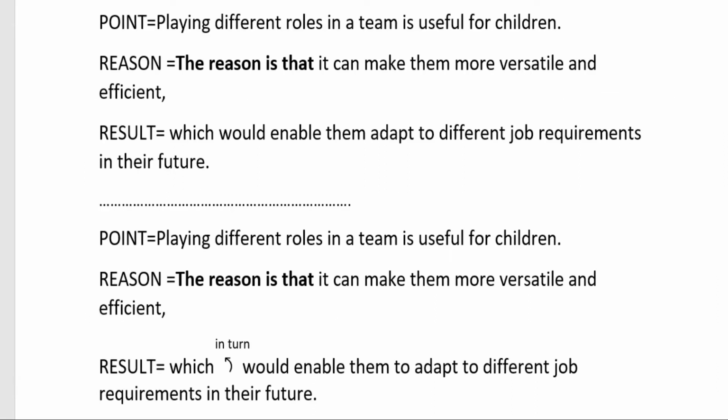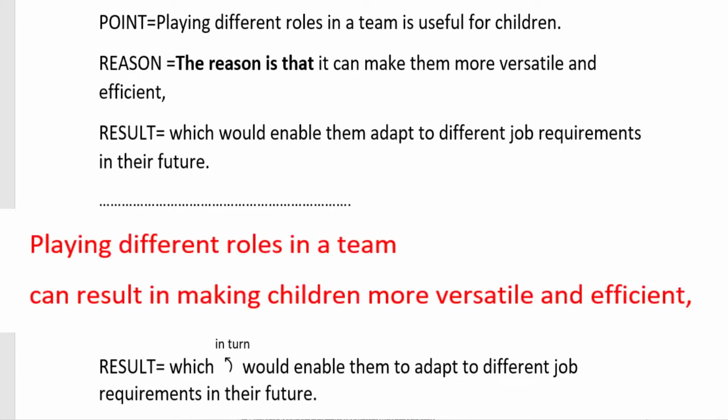Now for relative clause linking, playing different roles in a team is useful for children. Why? The reason is that it can make them more versatile and efficient. Here you can think of it as a result as well, that playing different roles in a team would result in making them more versatile and efficient. So you may decide to add an in turn between which and would there, as in the last sentence you see there.